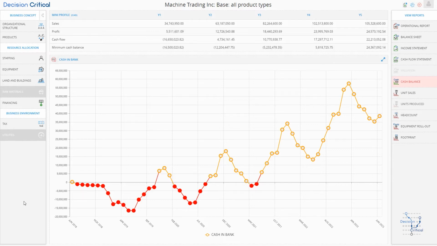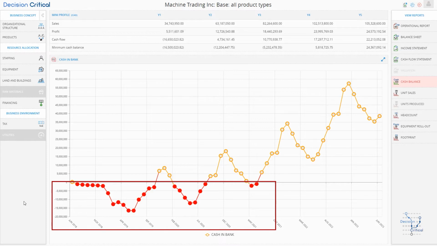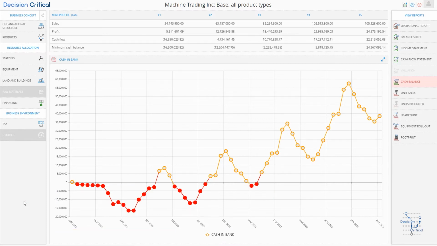So, negative cash balances are modeled in Decision Critical to offer insights about our financing needs. The red dots on the graph clearly show us when the business has negative cash balances, and the magnitude of this deficit can be seen by hovering over these dots. Soon after starting operations, the business has a cash deficit from July 2018 through to October 2019. Again, from February 2020 through to August 2020. And finally, during May and June in 2021.